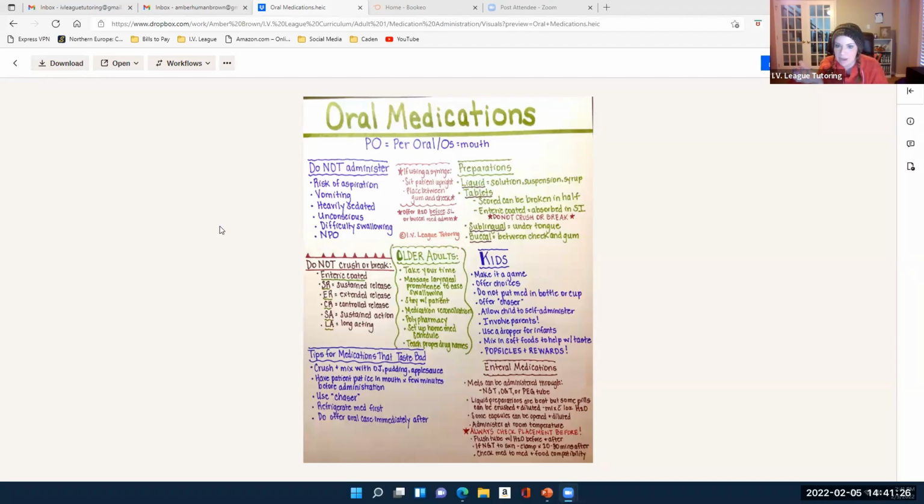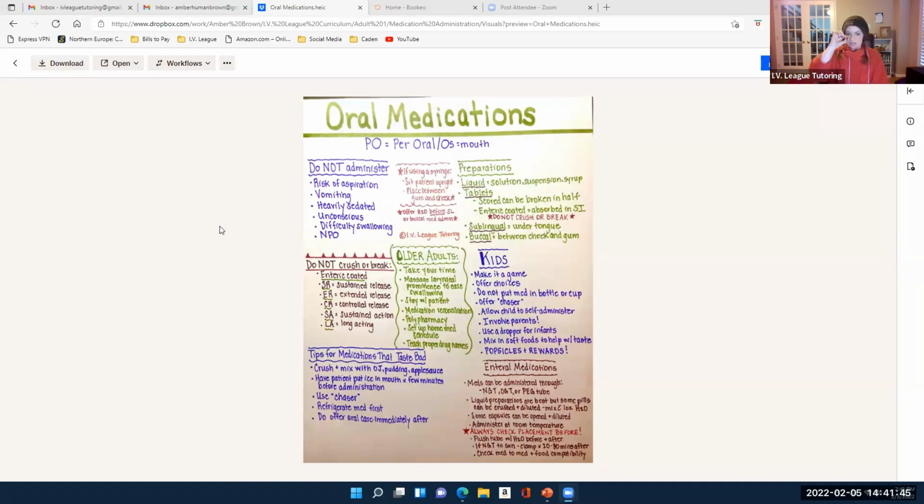There you go. Okay. Do not crush or break anything that is enteric coated. You cannot crush or break SR, ER, CR, SA, or LA. All those are different ways of saying that they're meant to go through the intestines and they're meant to secrete a little bit of the medication over time.